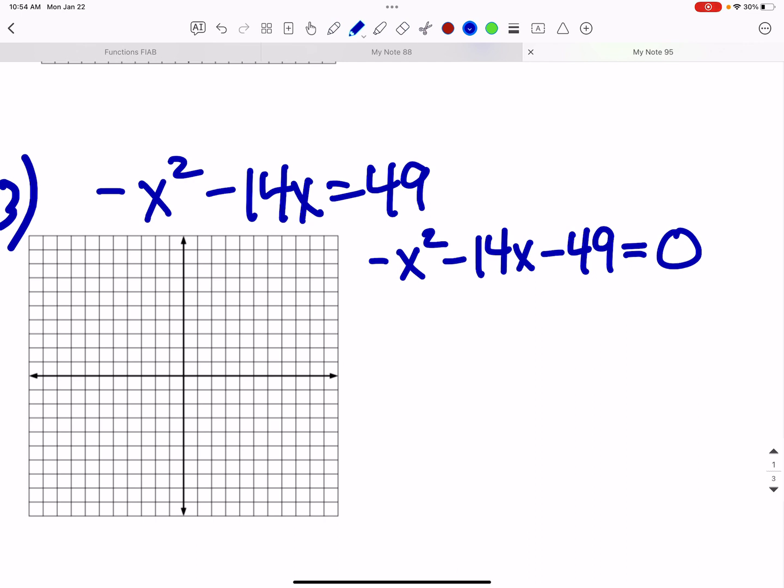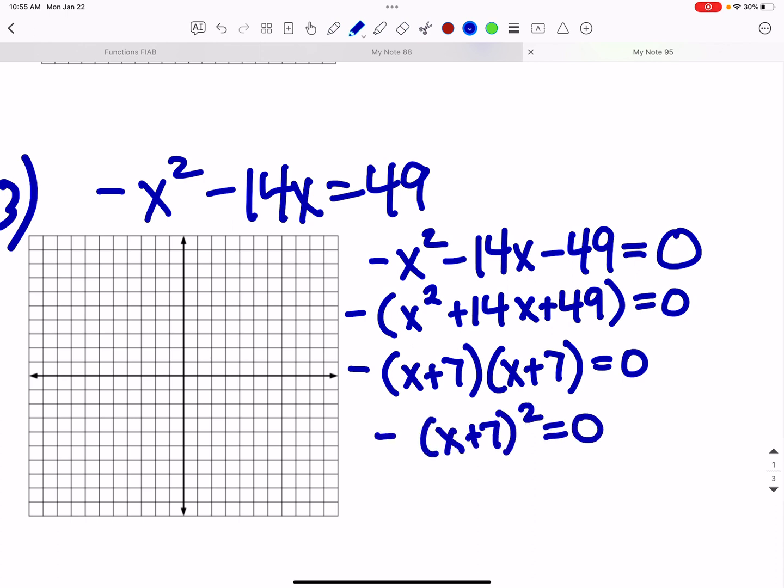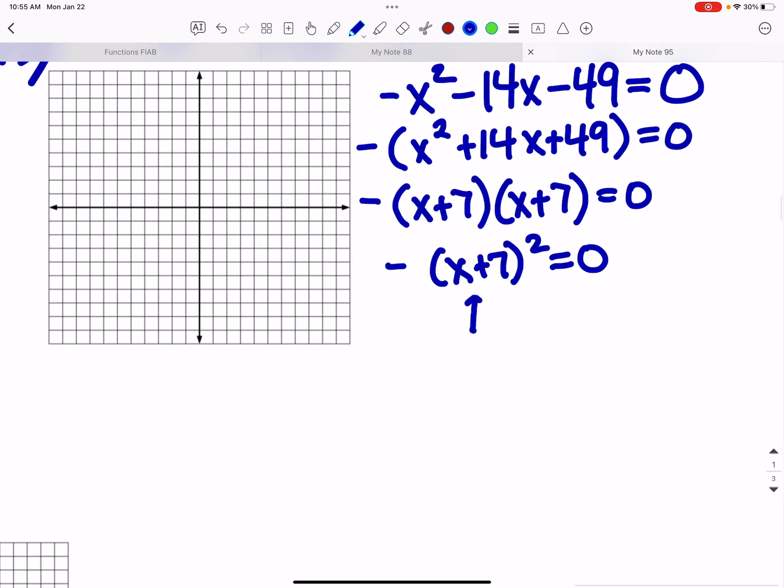I can take a negative out of here and just say this is negative x squared plus 14x plus 49 equals 0. So I've got this negative that I just took out. So I took a negative out of everything, which switched everything. Now this is x plus 7 times x plus 7 equals 0, which is negative x plus 7 squared equals 0. So the only thing that makes this 0 is negative 7.